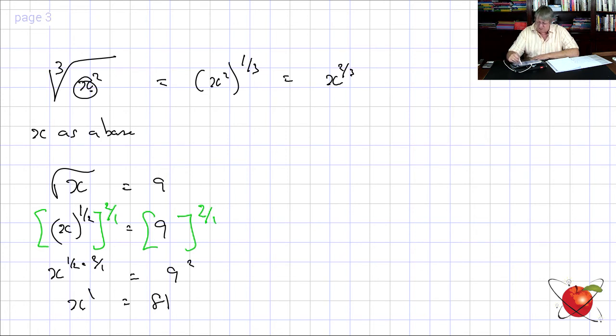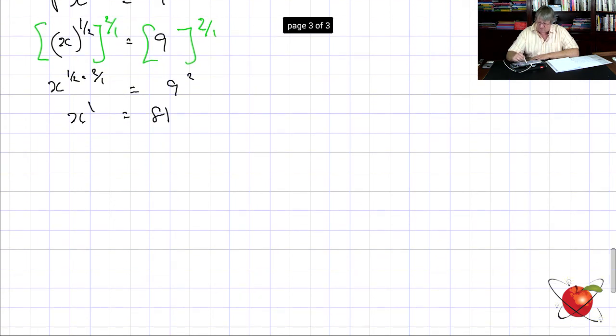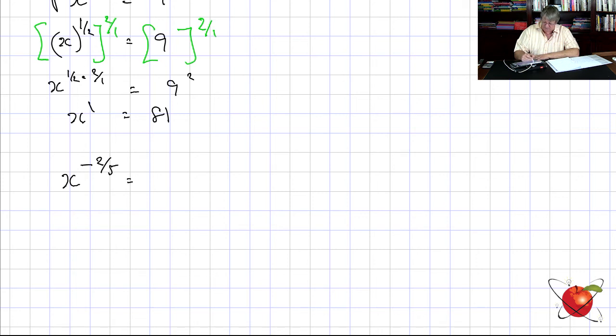Okay. Let's just do a different one. Let's say we've got x to the power of minus 2 over 5 equal to something.